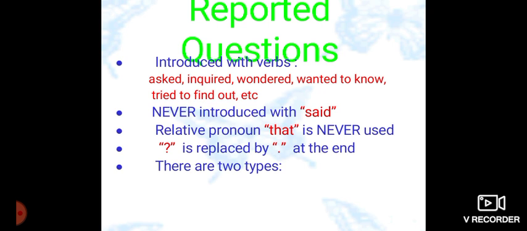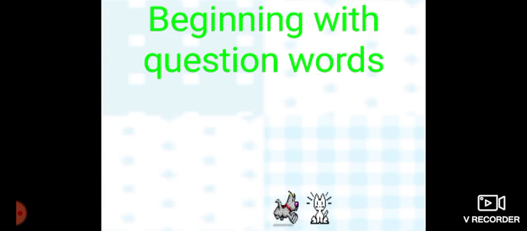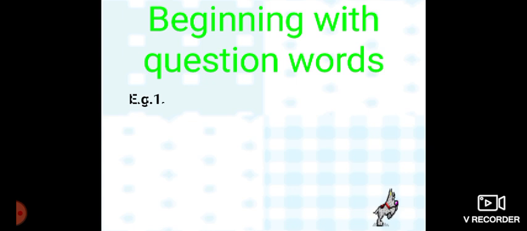Another rule is that in direct speech we have a question mark in the direct sentence. So instead of the question mark, we add a full stop at the end. There are two types. One is beginning with question words. Another one is not beginning with question words. These two types we have in questions. Okay, first we are going to see beginning with question words.